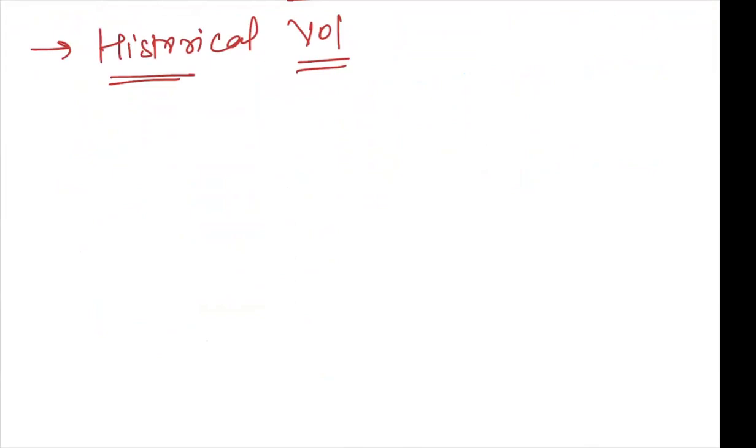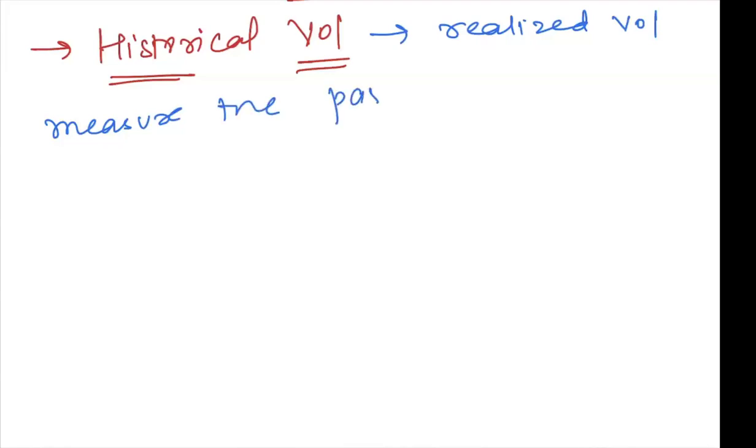So what is historical volatility? Historical volatility, or people also say realized volatility, right? It measures the past price fluctuation of the underlying asset.